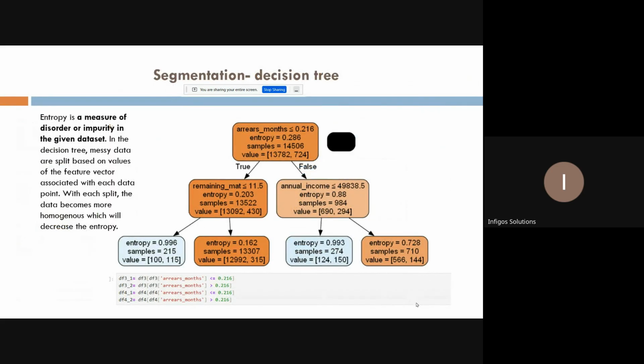So entropy will go down, I guess. Yeah, it will go down. And when entropy goes down, it becomes a more homogeneous group. But you need to see whether the sample size is too small. Here the sample size is too small, so you will not consider this one. Here the sample size is this one.